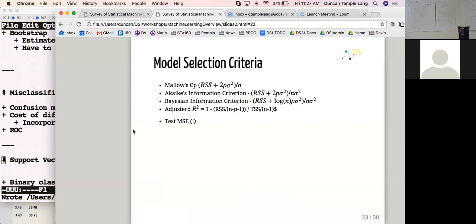Anyway, model selection. So how do you do model selection? AIC, BIC, Mallow's Cp?